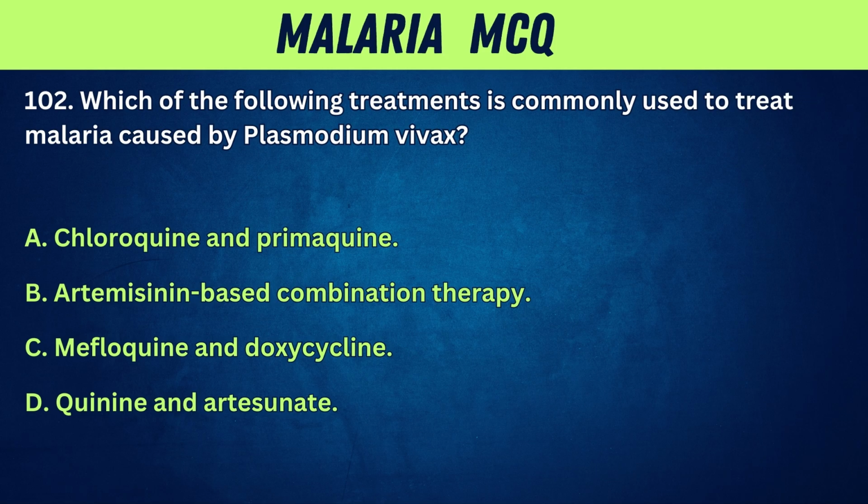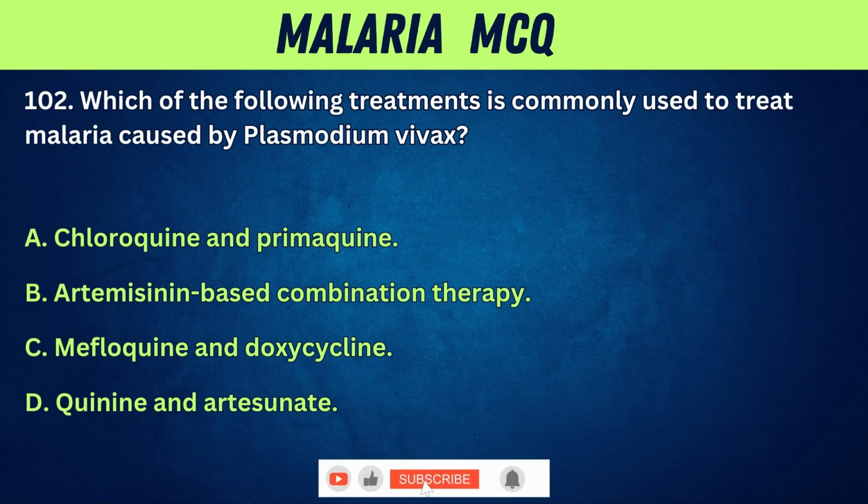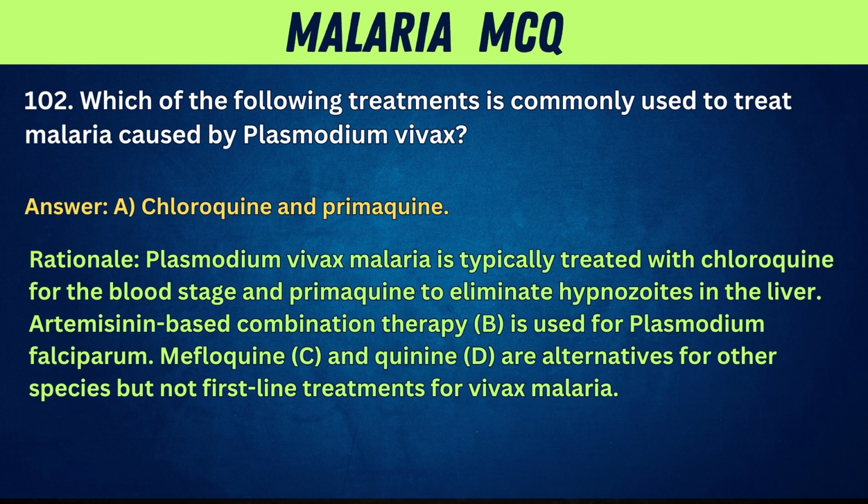102. Which of the following treatments is commonly used to treat malaria caused by Plasmodium vivax? A. Chloroquine and primaquine. B. Artemisinin-based combination therapy. C. Mefloquine and doxycycline. D. Quinine and artesunate. Answer: A. Chloroquine and primaquine. Rationale: Plasmodium vivax malaria is typically treated with chloroquine for the blood stage and primaquine to eliminate hypnozoites in the liver. Artemisinin-based combination therapy, B, is used for Plasmodium falciparum. Mefloquine, C, and quinine, D, are alternatives for other species, but not first-line treatments for vivax malaria.